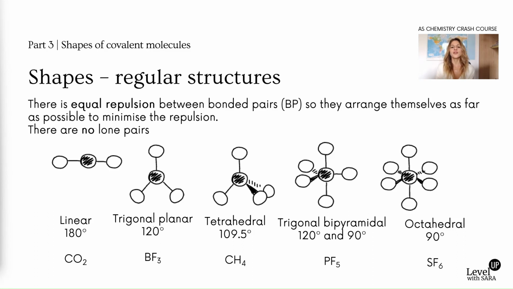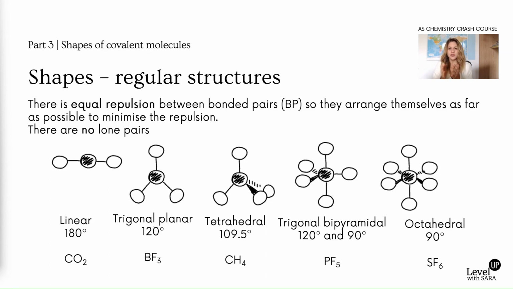Let's think about why. First of all, there is an equal repulsion between bonded pairs, so they arrange themselves as far as possible to minimize the repulsion. There are no lone pairs, and they arrange themselves as far as possible. The following are the regular structures to know. Linear, of course, there are just 2 bonds, so those are as far as possible. That's 180. And remember the bond pairs are made of electrons, that's why they repel.